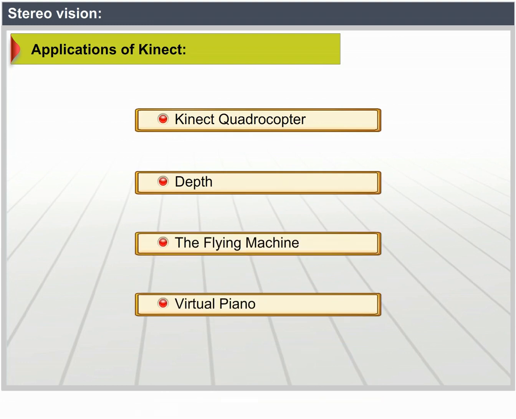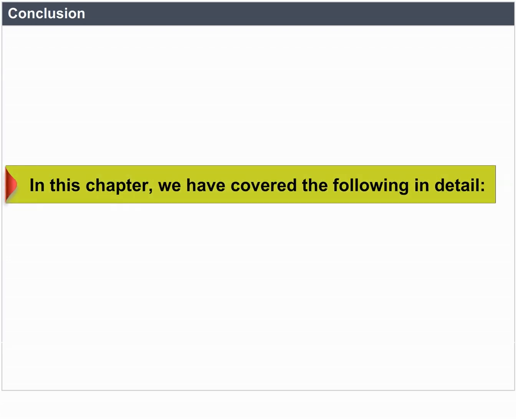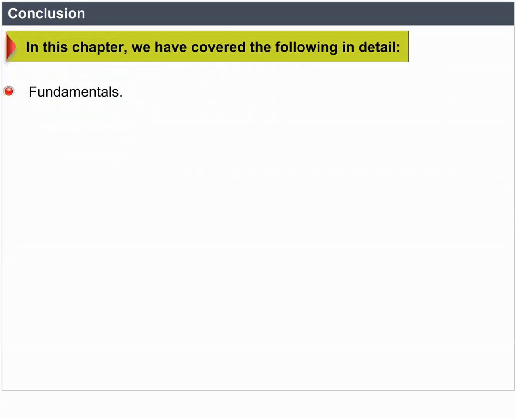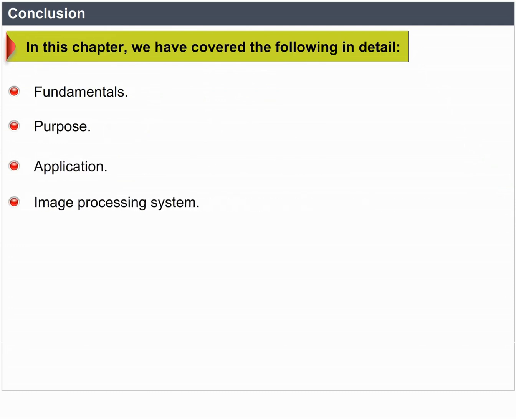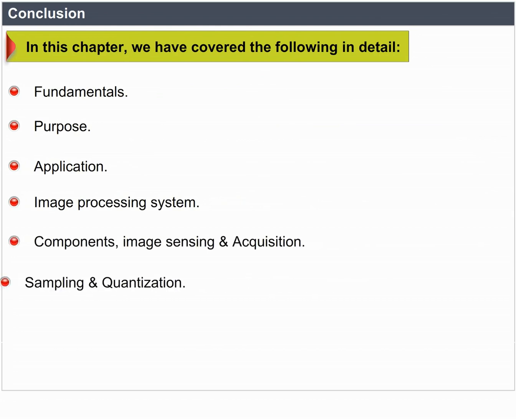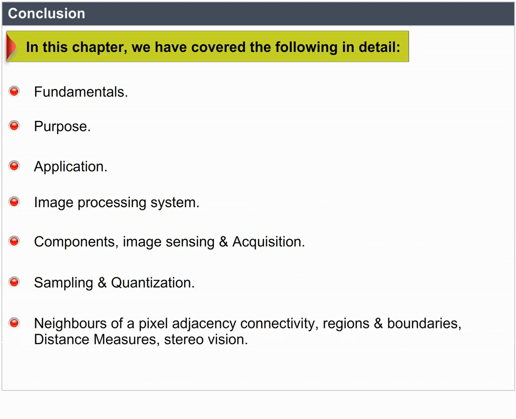Conclusion. In this chapter, we have covered the following in detail: fundamentals, purpose, application, image processing system, components, image sensing and acquisition, sampling and quantization, neighbors of a pixel, adjacency, connectivity, regions and boundaries, distance measures, stereo vision.